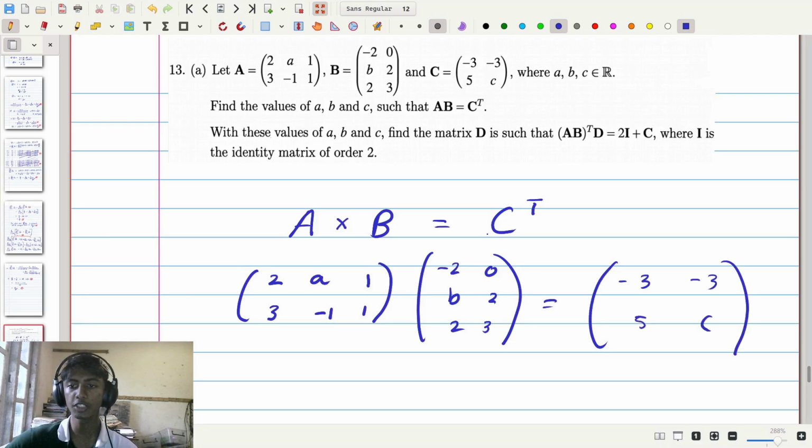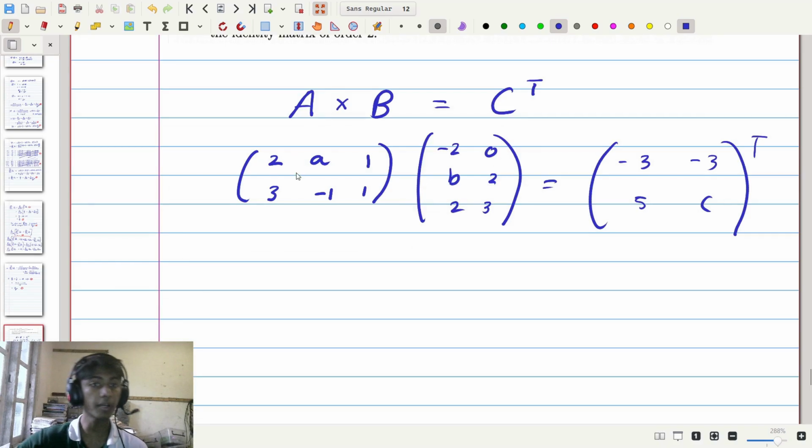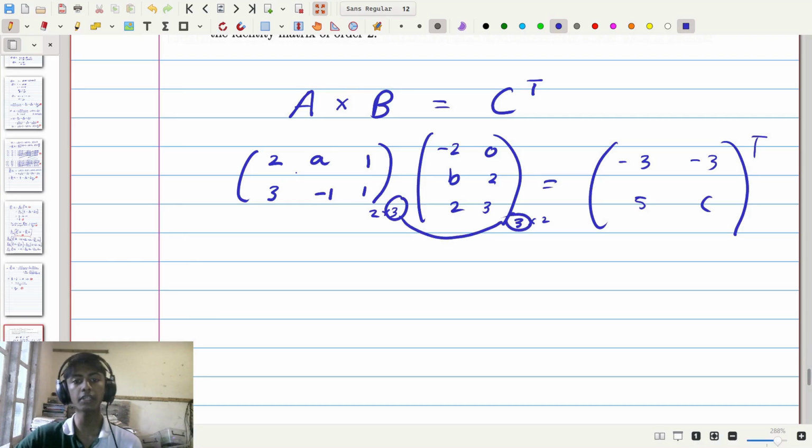5, C transposed. Now, on the left hand side, we have two matrices multiplied together, and the first matrix is 2 by 3 and the second matrix is 3 by 2. As we know, if this number and this number are equal, the two matrices are multipliable and the resultant matrix will be 2 by 2. It will be the other two numbers' size. So the answer on the left hand side is a 2 by 2 matrix. Since on the right hand side we also have a 2 by 2 matrix, this equation for now looks valid.